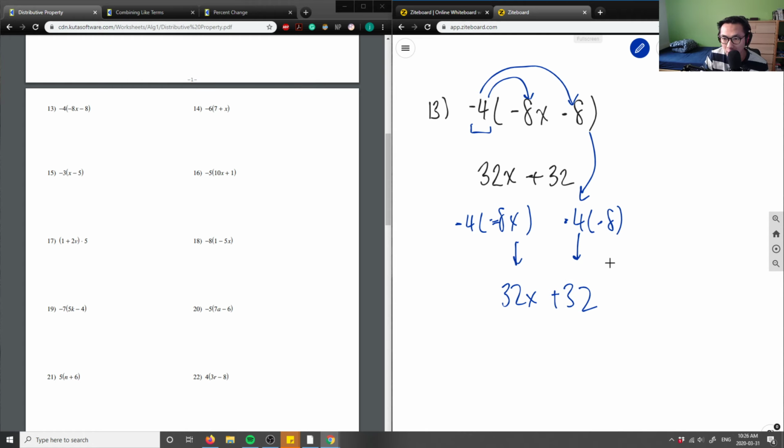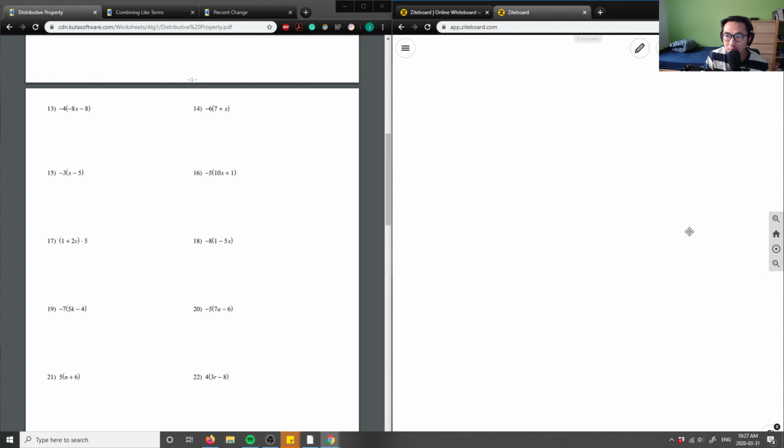I don't know if it helps you visualize better in terms of how we distribute. So we're distributing to this one first and then to this one. I like the arrows personally, but I don't know if you like this method as well. It's just a little bit more work for me, but it's totally fine. So let's do one more, and then I'm going to move on to maybe a bit of a harder question. So let's do 19.